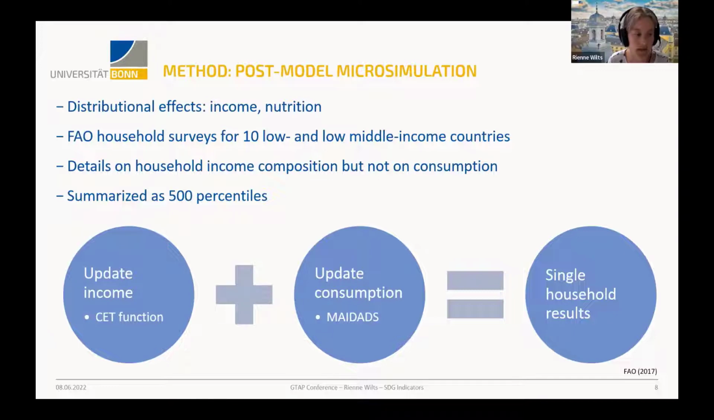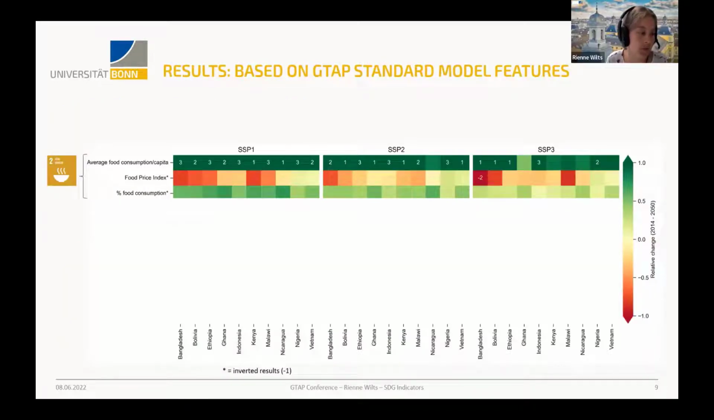We then take the base data from the survey and update it until the year 2050. We use a CET function, so households can change the source of their income over time. In order to update the income, we use, for example, for wage income, the factor returns to the skill category of the sectors. For the agricultural sector, we not only include labor, but also the factor returns to capital and land. From this updated income, we then derive demand using the MAIDADS demand system, which calculates the changes in the commitment term and also in the budget shares. This results in the single household results, which we summarize into 500 percentiles for the results analysis. So now I come to the results.